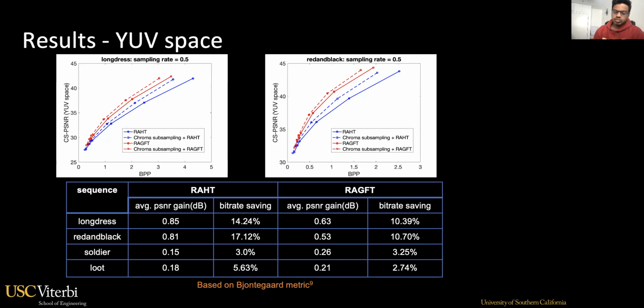Here we observed a bitrate saving of 14 to 18%, and a similar trend can be seen in RAGFT as well. An average PSNR gain of 0.8 to 0.5 is observed. From these results, it can be concluded that chroma subsampling significantly reduces the bitrate to encode the point cloud at a similar quality on both the GPCC encoders.